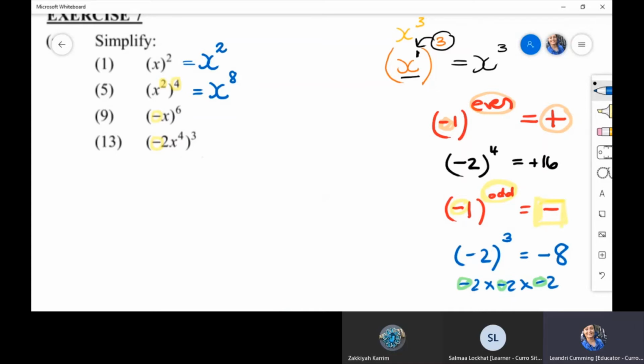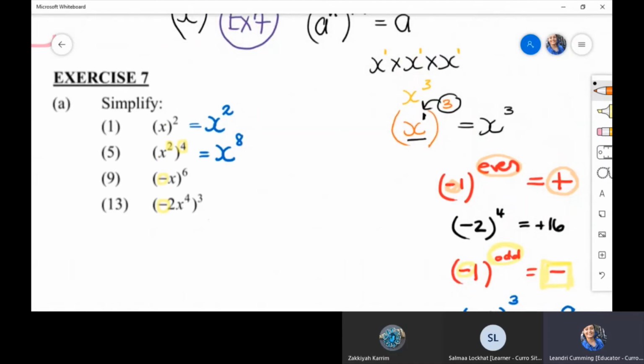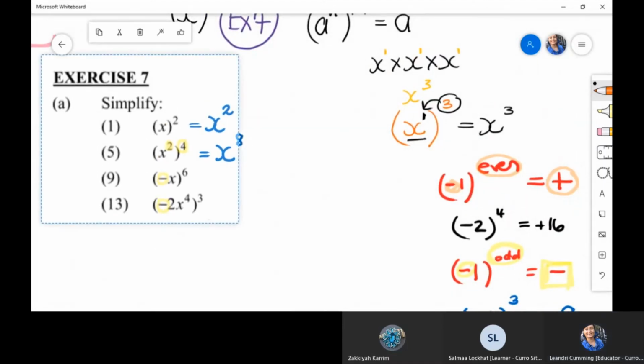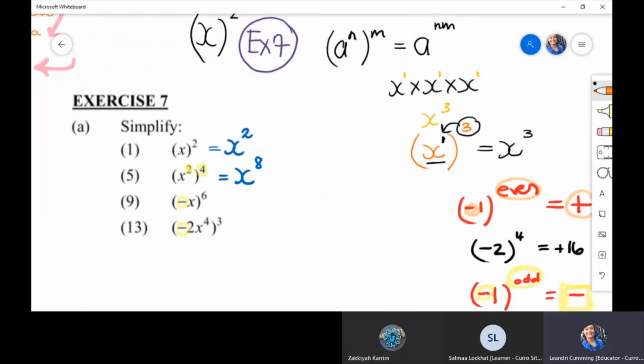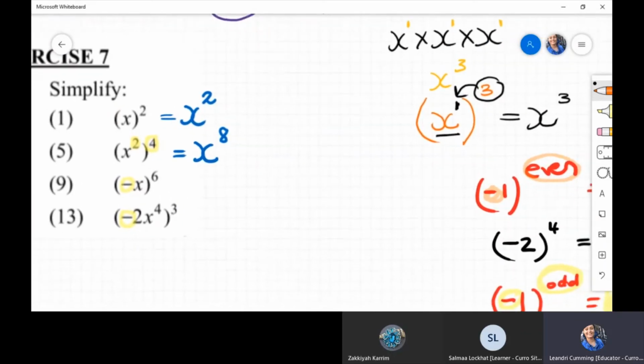So let's get back to Mind Action Series number 9. And I see here that this is a negative x to the power of an even value, which means I don't need to stress now about figuring out minus x times minus x times minus x 6 times. I can simply use my rule. It's going to be a positive x to the power of 6.